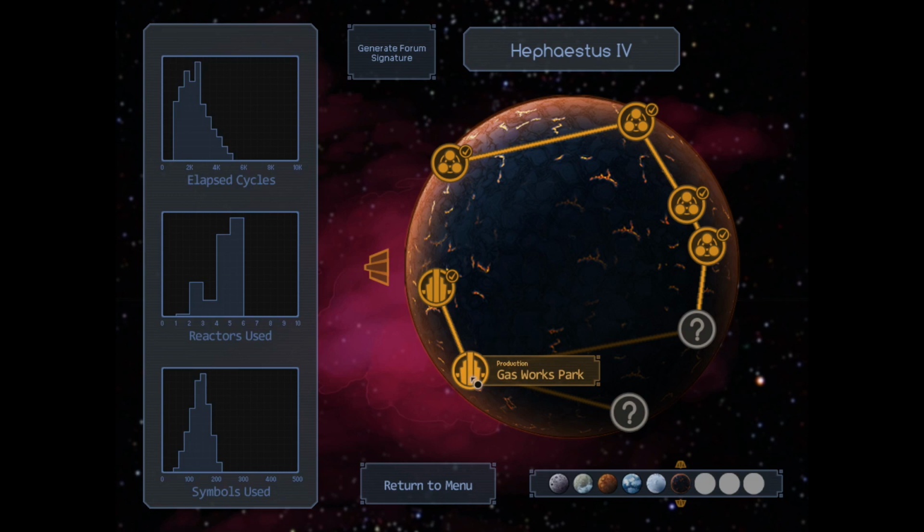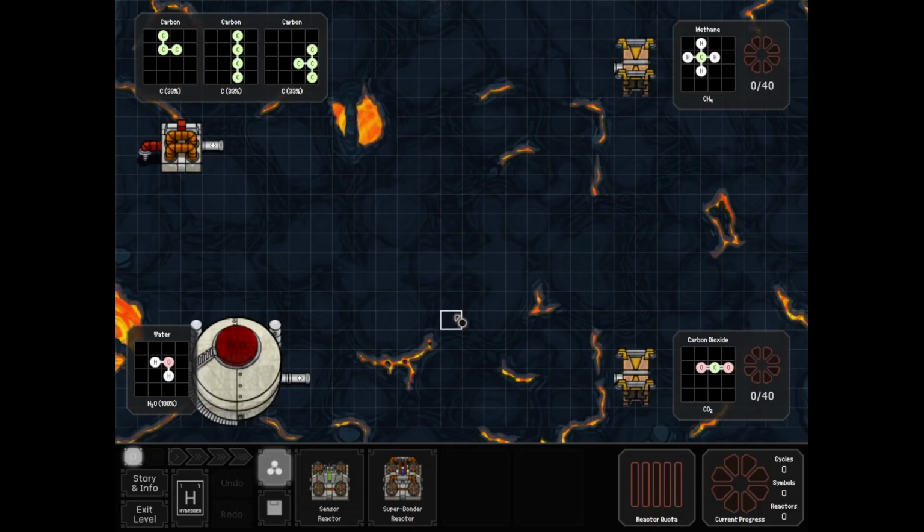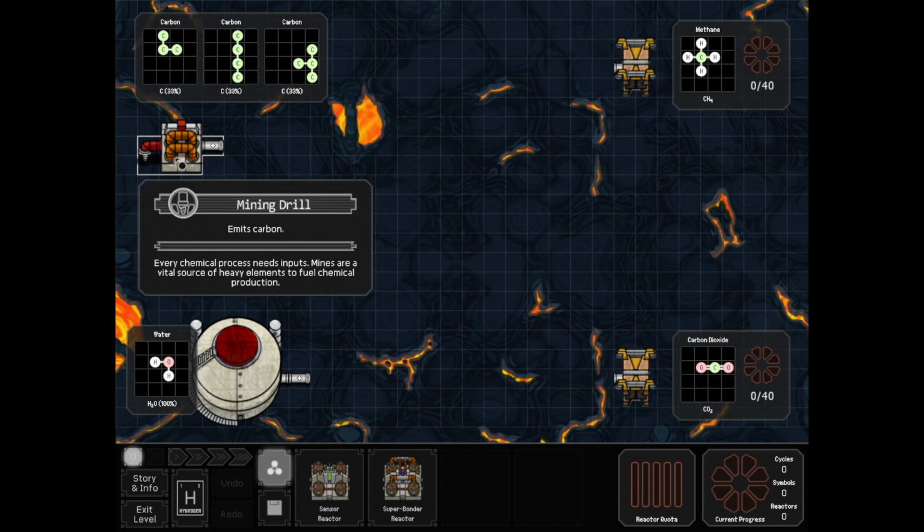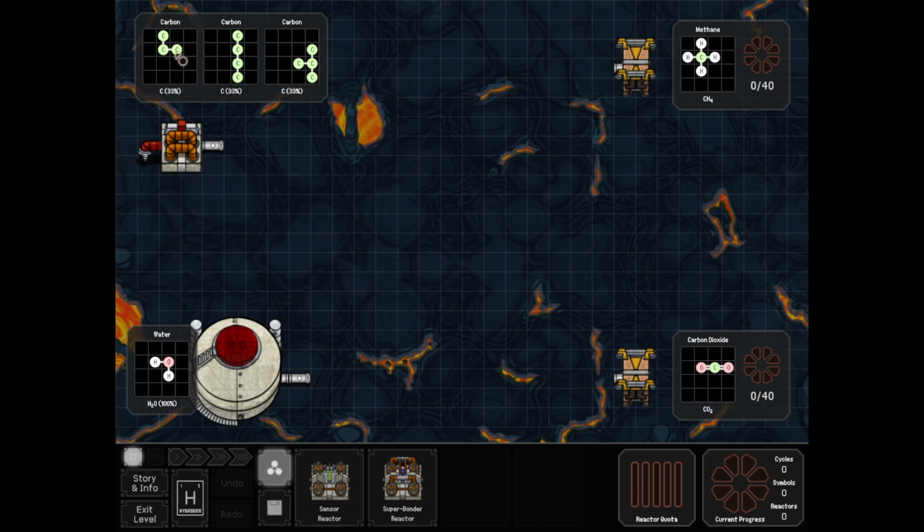Production assignment number 2, Gasworks Park. Again, no story. Okay, carbon, but we have different distributions of carbon. Sometimes we get 3, sometimes we get 4, and when we get 4, it's not always the same orientation. Oh boy. And there's no recycler.